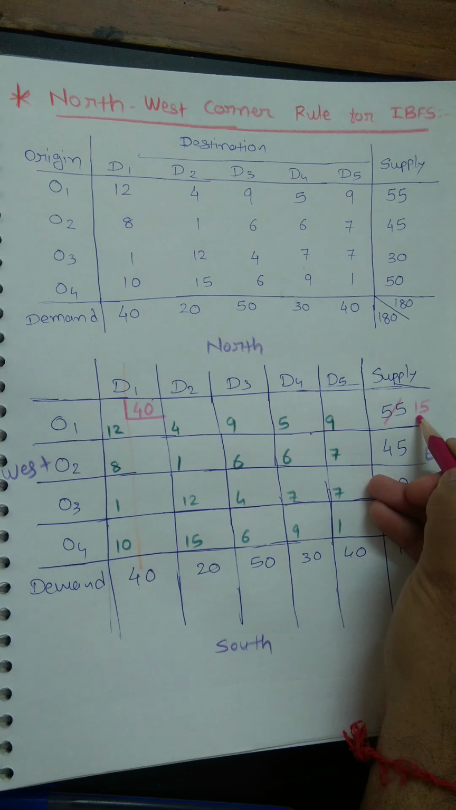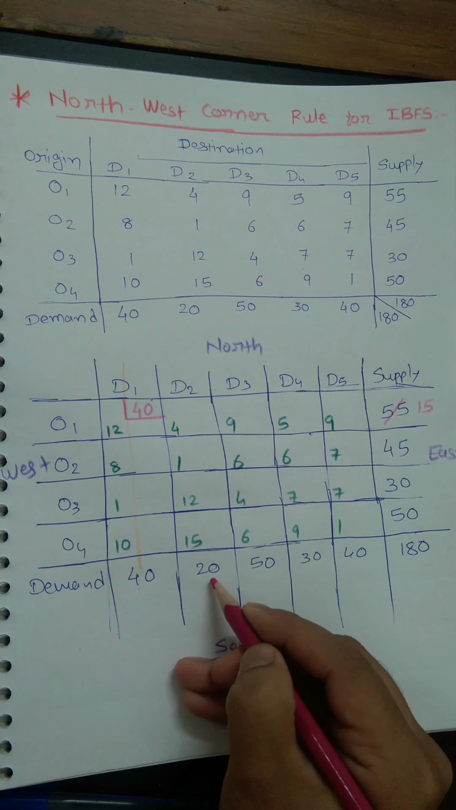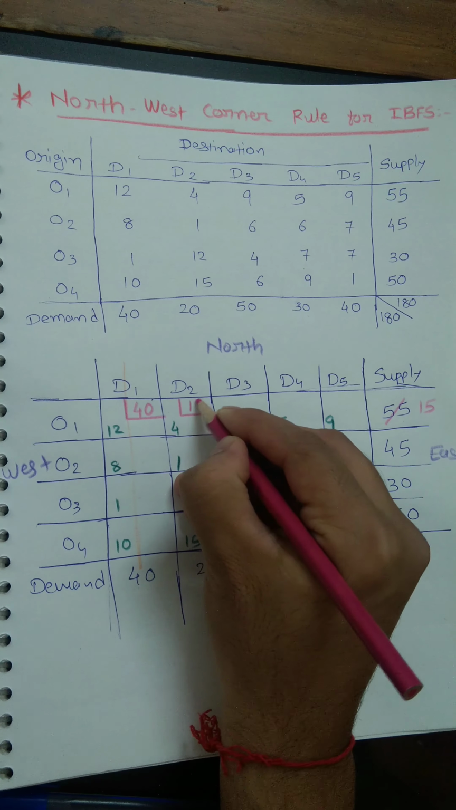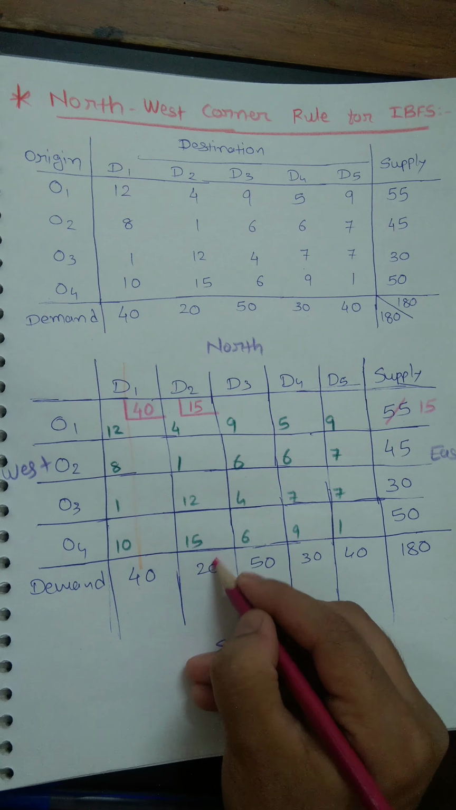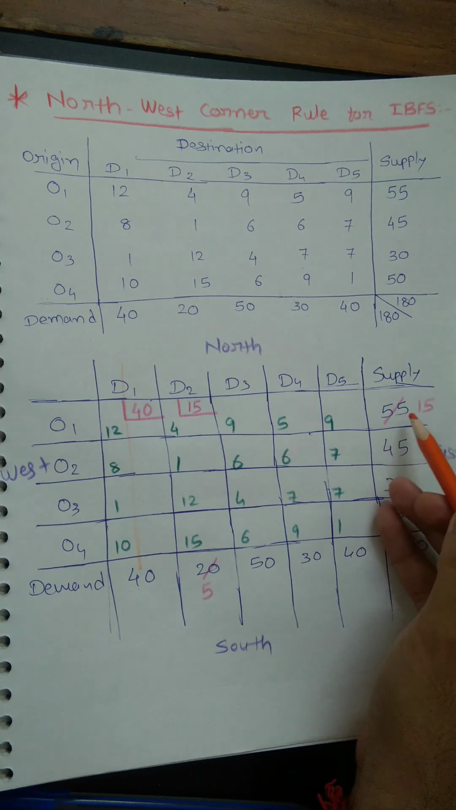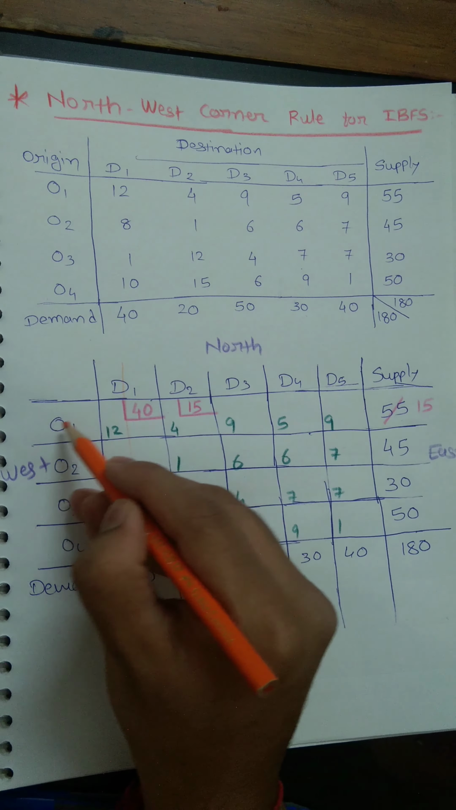Here you can see 15 and here it is 20. Okay, so which is less, 15 or 20? The lesser is 15, so here I will write 15. 20 minus 15 will become 5. Now here you can see this is exhausted, so I will cancel this row.